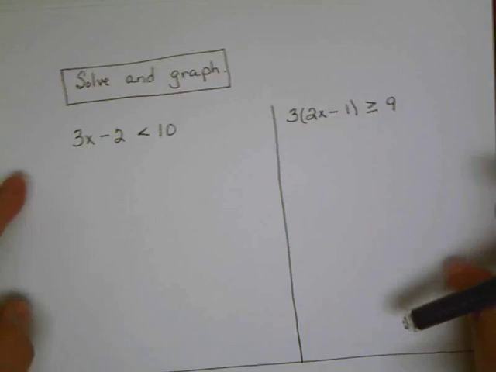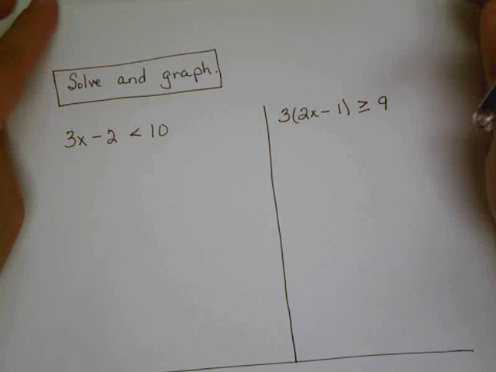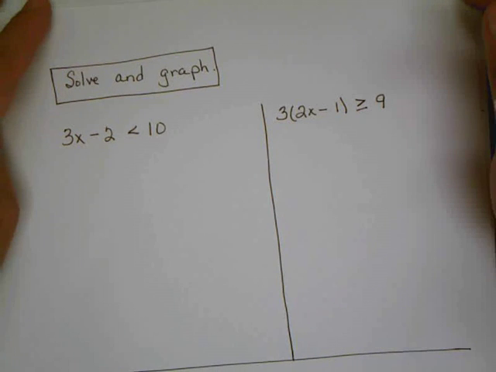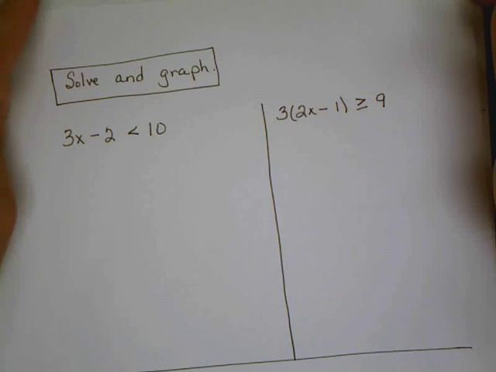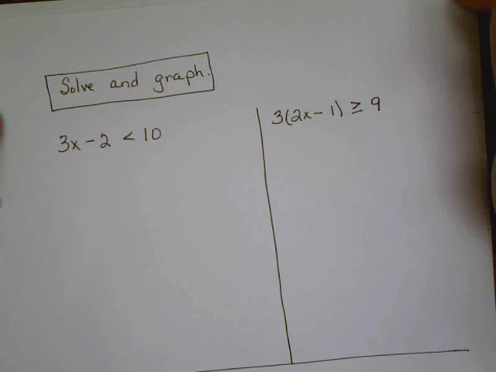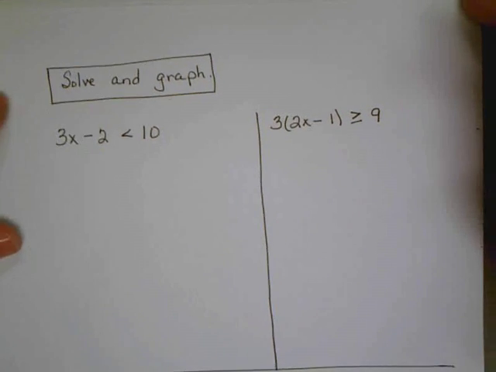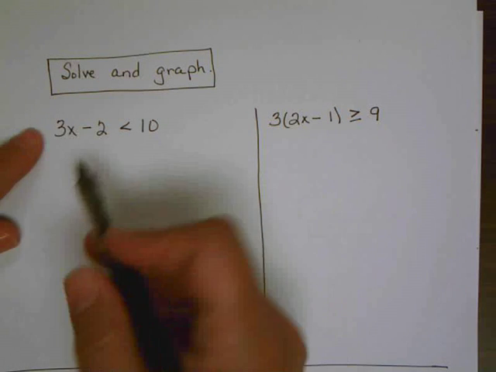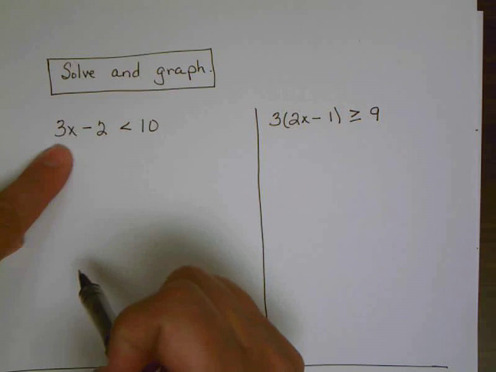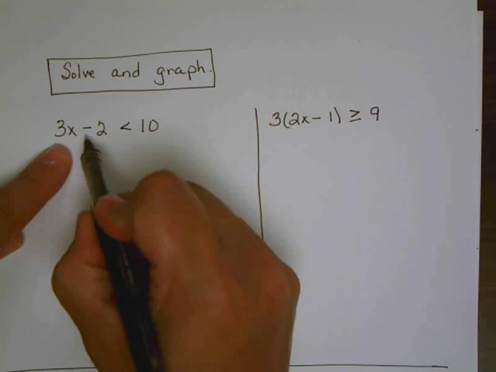Now we're going to take some time and solve a few problems and graph their solution set on a number line. When you're solving an inequality, it's very much like solving an equation, except that if you multiply or divide by a negative number, you must reverse your inequality symbol. And you use inverse operations to isolate the variable.